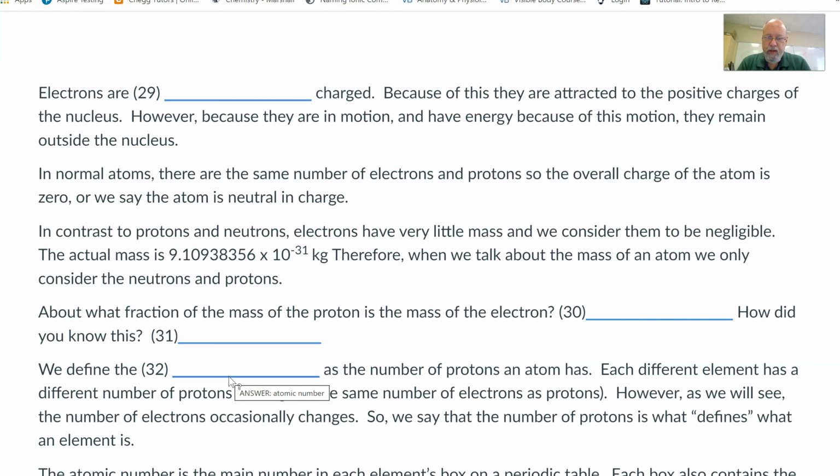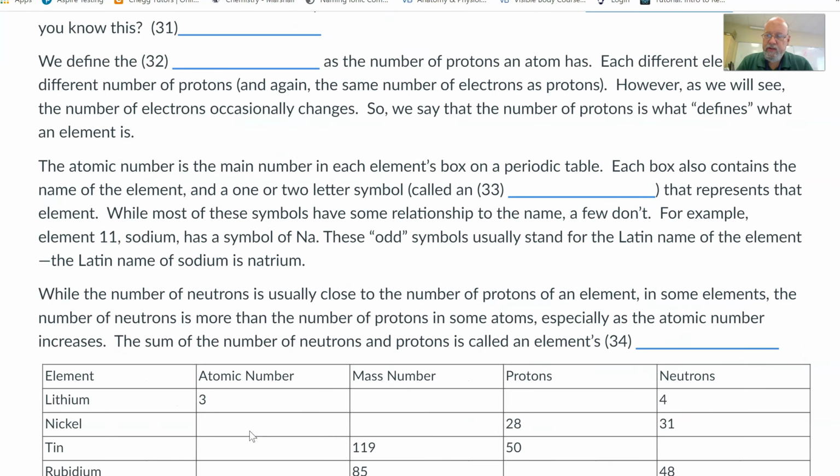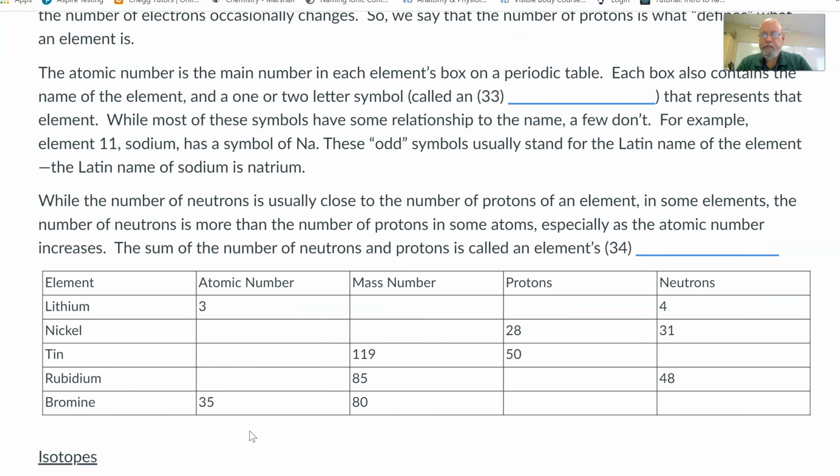of protons, and each element has a different number of protons. And again, the same number of electrons as protons if it's a normal atom. But we will see that the numbers of electrons change. So we say that the number of protons is what defines what that element is. That's the only thing that we can use.